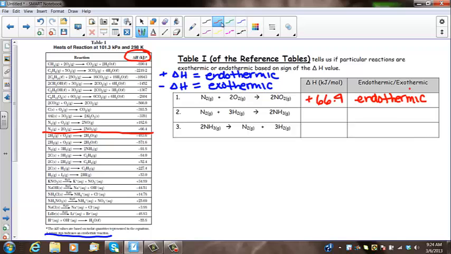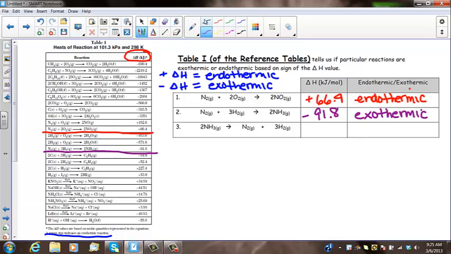Let's look at a different one. N2 plus 3H2 yields 2NH3. That's a negative 91.8 kilojoules per mole, and that tells us that it's exothermic because it has a negative sign.